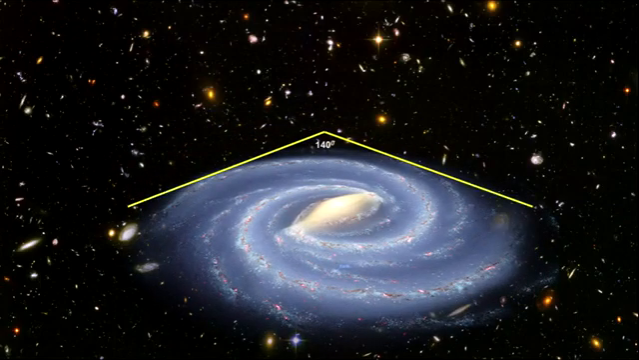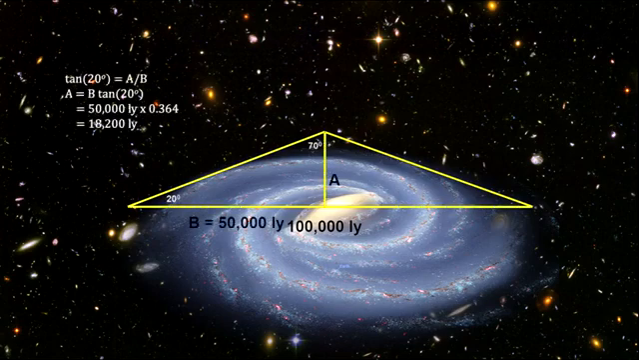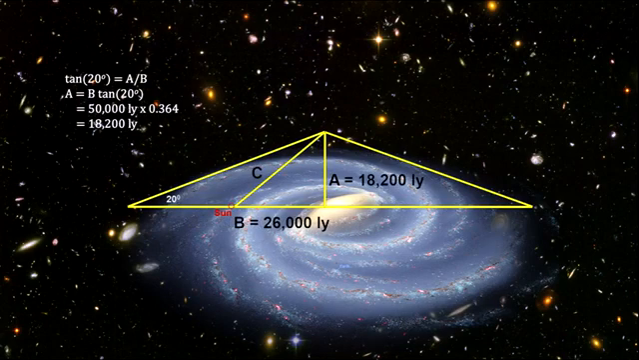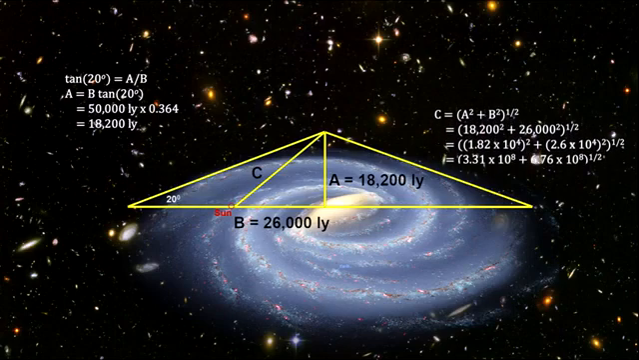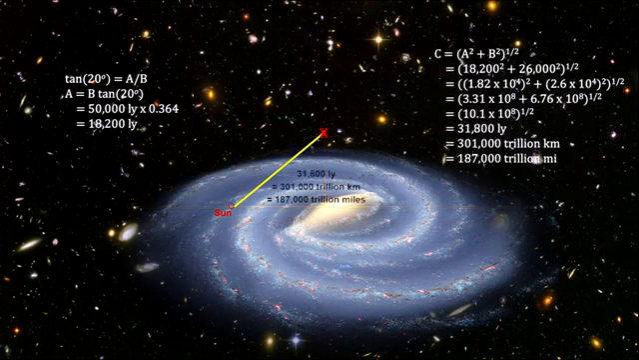If we assume that our field of view is 140 degrees, we can use trigonometry to find the distance to a point where such a picture could be taken. That point is approximately 301,000 trillion kilometers, or 187,000 trillion miles from the Sun's current location.